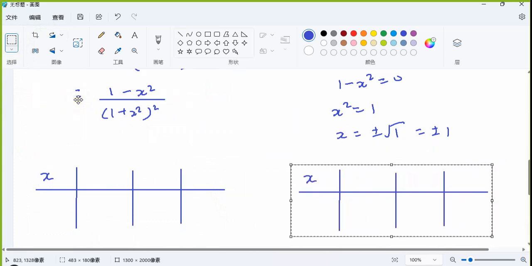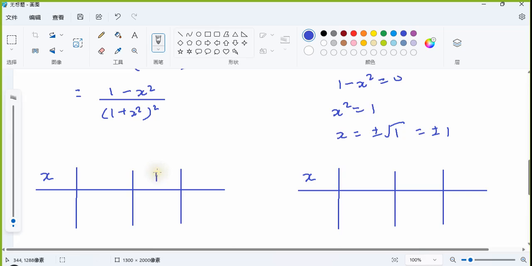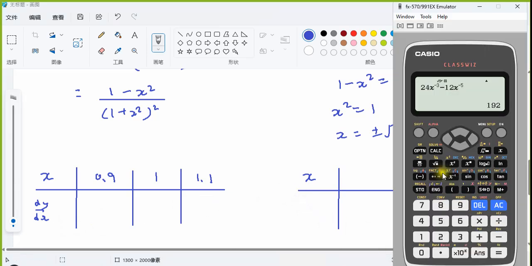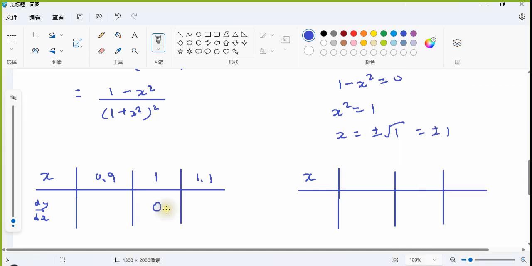Okay, so we have 1. Before 1 is 0.9, after 1 is 1.1. So we find the dy/dx. dy/dx is (1 minus x squared) over (1 plus x squared) the whole thing squared. So when we substitute with 1, then it is 0.